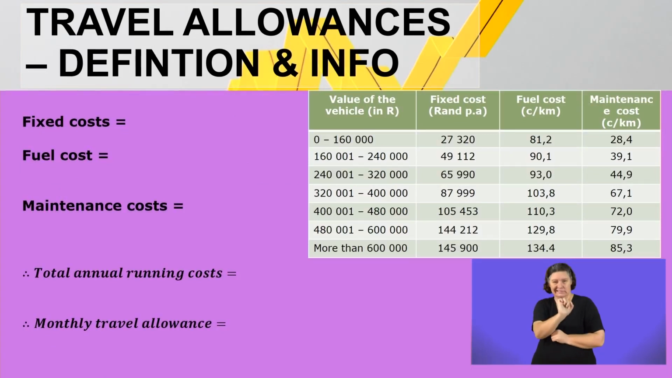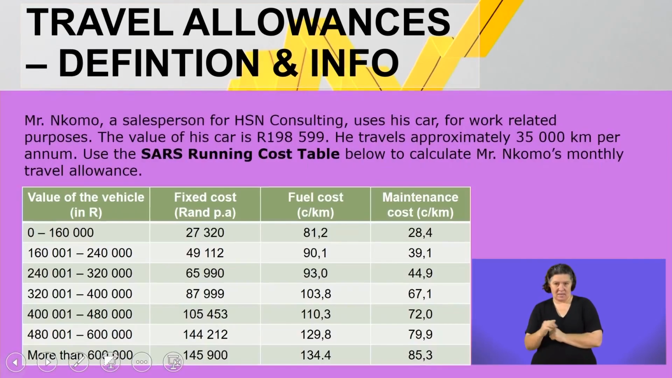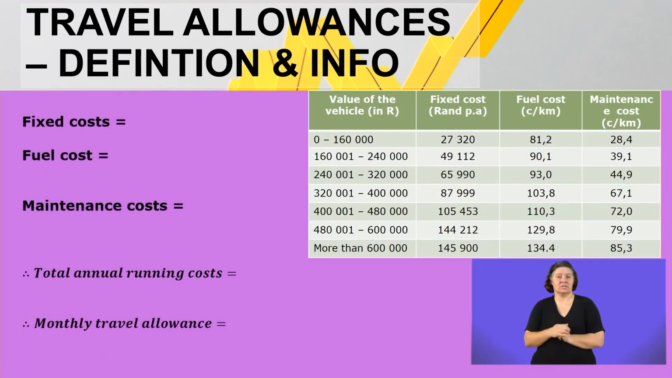Right, so keep in mind, as indicated, is the value of his car, 198,599 Rand. That's the value of his vehicle. So now I'm looking for the fixed cost, right? Fixed cost, remember that's where I'll find this value of the car. So the fixed cost per annum is 49,112 Rand. So I'm going to indicate that.